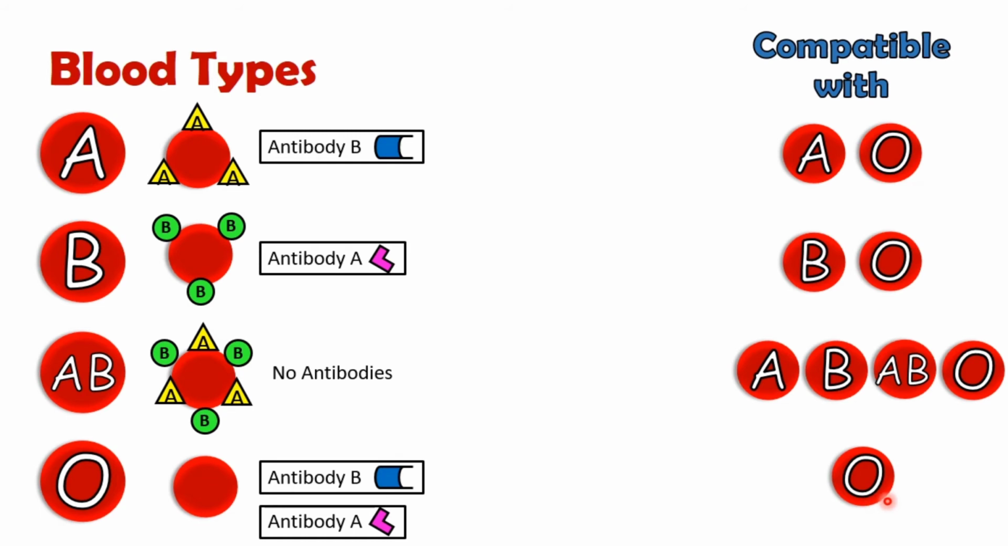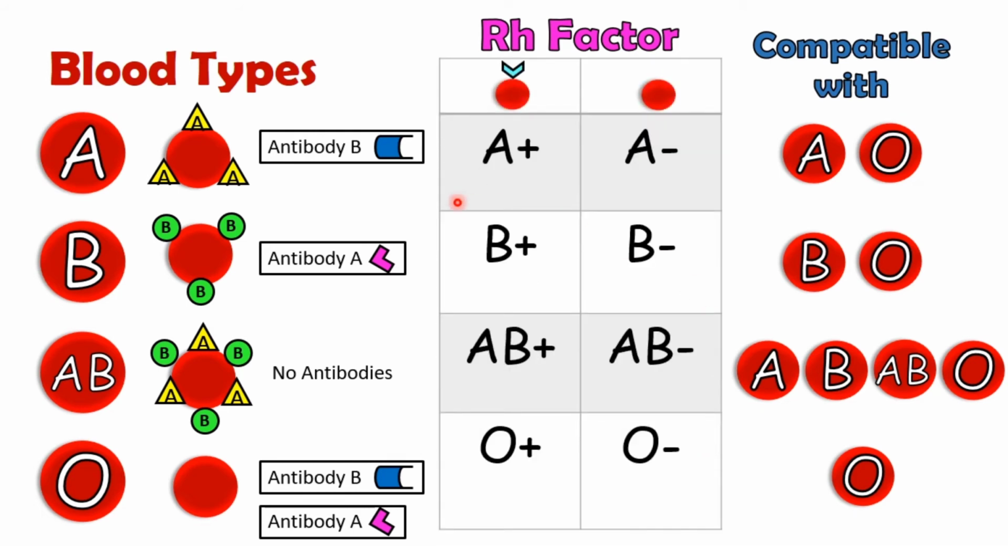This can cause death. Okay, so we go to the RH factors. As you can see here, if the blood has the RH factor, it means it is positive. If the blood type A has the RH factor, it means that the blood type becomes A positive.